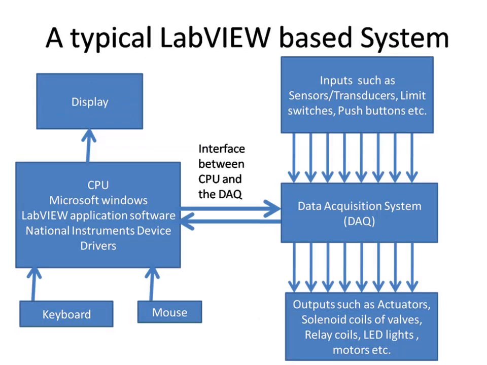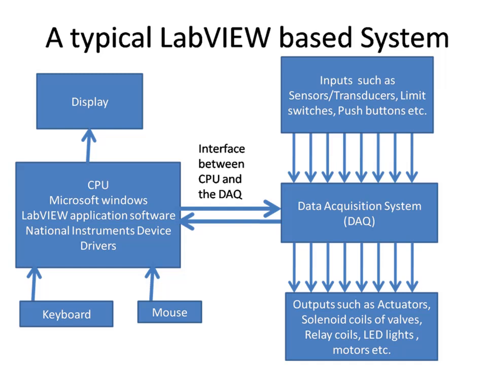Now this is a typical LabVIEW based system block diagram. A LabVIEW based system can be developed using any personal computer. You have to install Microsoft Windows and the Windows device drivers for running various types of hardware, and then you have to install the LabVIEW application software, and afterwards the National Instruments device drivers, or NI device drivers. Once that is done, you can interface this system using a USB cable or any cable interface with the data acquisition device or data acquisition system.